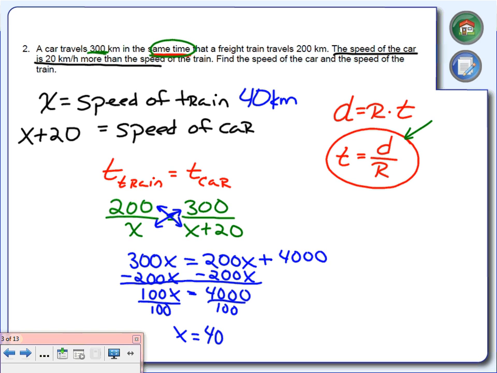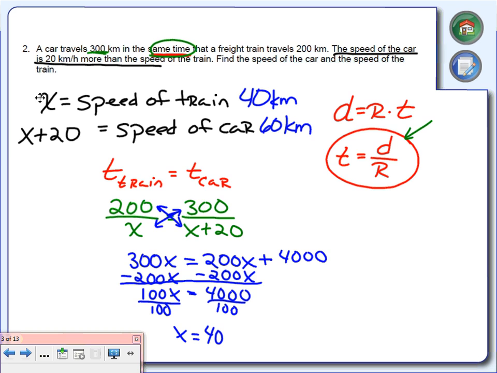Now, since I know the speed of the train, I should be able to find out the speed of the car. Remember, the speed of the car is 20 more than the speed of the train. So what would that make the car speed? 60. The speed of the car is 60 kilometers per hour. All right, so we just answered the question. We just found the speed of the car, and we also found the speed of the train, 40 and 60. All right, any questions on that?